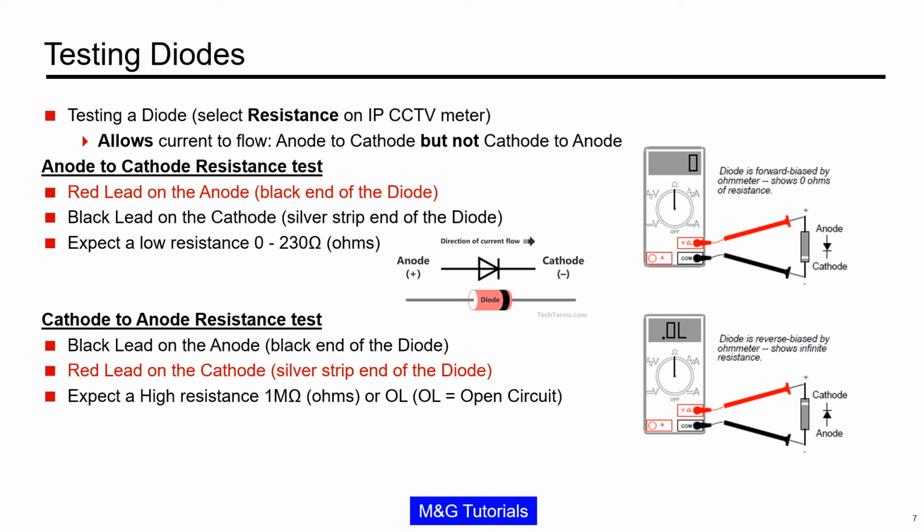The second test should be from the cathode to the anode. Place the black lead on the anode, the black end of the diode. Place the red lead on the cathode, the silver strip of the diode. Expect a very high resistance, 1 mega ohms or OL. OL means open circuit. This is because the diode allows current flowing in one direction only.